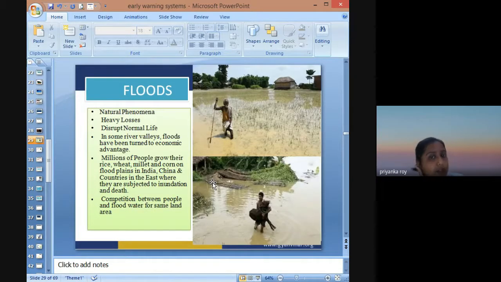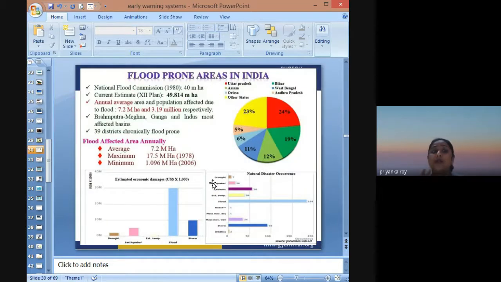So now, talking about floods, we also require an early warning system for floods. IMD is responsible for the flood warning system in the country. These charts show the National Flood Commission's estimates of various flood-prone areas in the country. Uttar Pradesh has about 24% area under flood. Then you have Assam, which comprises about 12%, and 19% of the flood happens in Bihar. Then 11% happens in Orissa, and Andhra Pradesh faces about 5% of its land under flood, and so on.